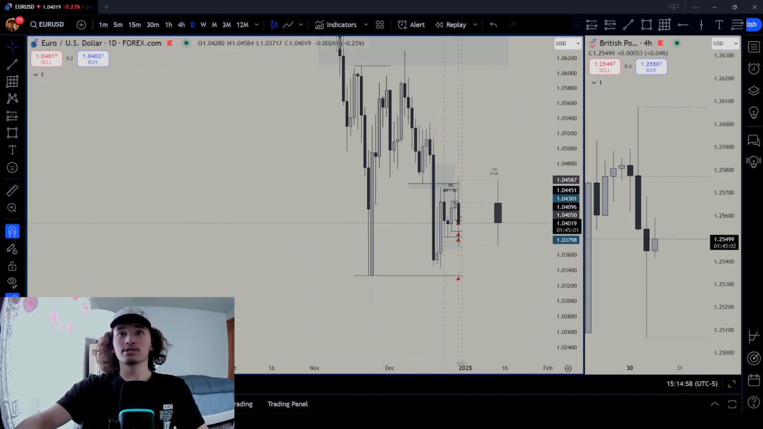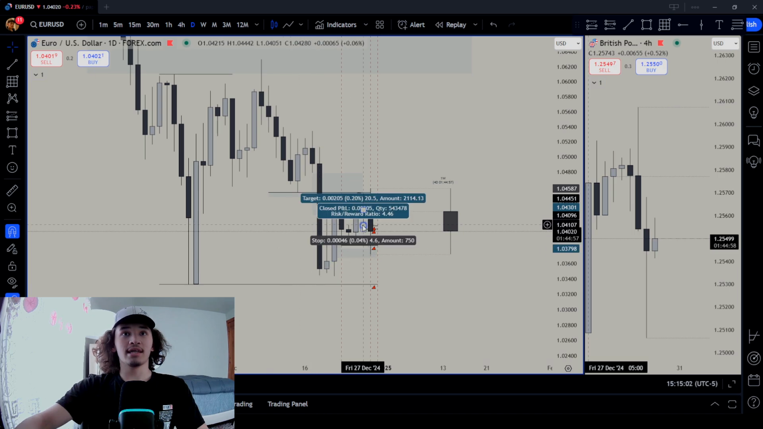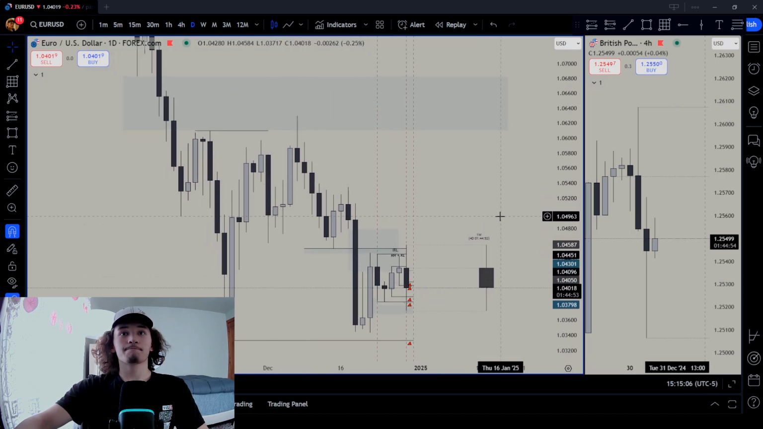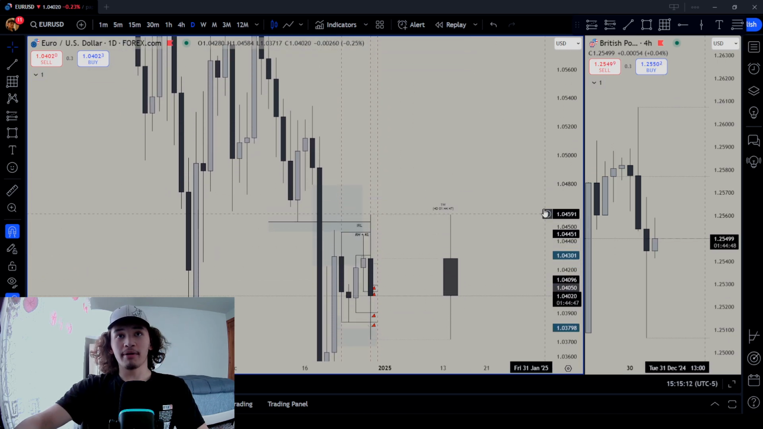And an external to internal liquidity would be like this as well. Let me see if I have any examples here of an external to internal liquidity on the higher time frame. Right over here, internal to external, right? And what do we have paired with it?